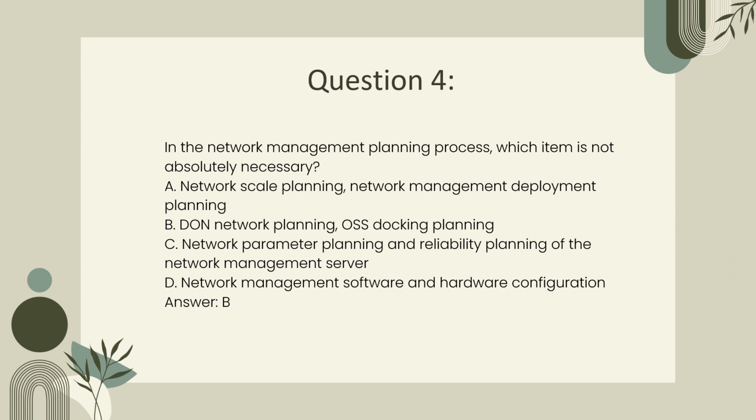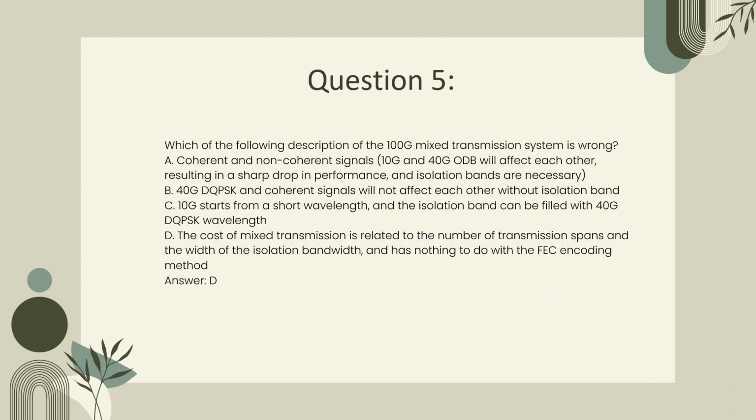A. Network scale planning, network management deployment planning. B. DCN network planning, OS docking planning. C. Network parameter planning and reliability planning of the network management server. D. Network management software and hardware configuration. Answer: B. 5. Which of the following descriptions of the 100G mixed transmission system is wrong?